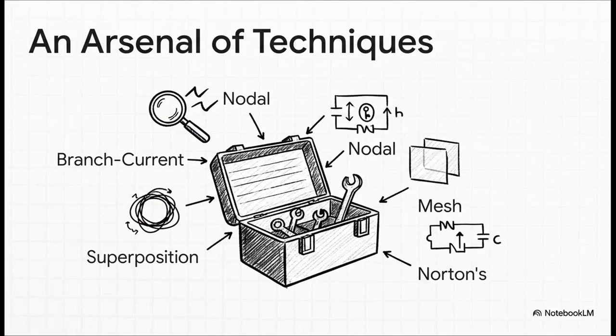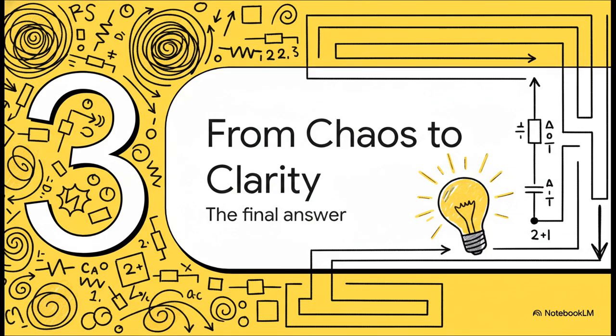And believe me, the toolkit does not stop there. Engineers have this whole arsenal of specialized methods. You've got nodal analysis, the superposition theorem, Norton's theorem. Each one is like a different lens to view the problem through, a different key to unlock a specific kind of electrical puzzle. But hey, for our labyrinth, that simple step-by-step reduction was all we needed. So let's get back to it and see the final payoff. We've journeyed all the way from chaos, and now it's time for the clarity of a final answer.